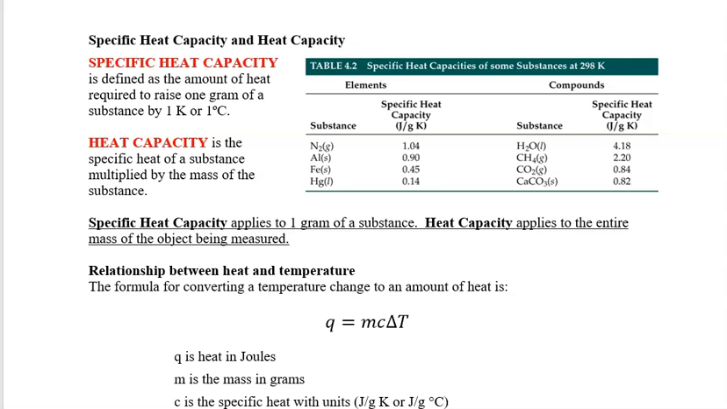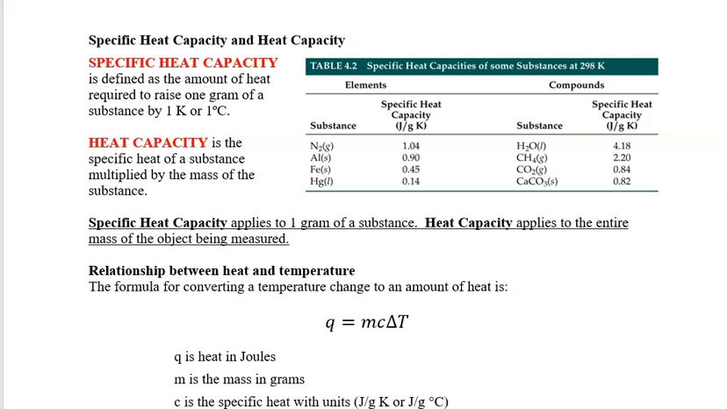Heat capacity is the specific heat of a substance multiplied by the mass. In other words, heat capacity is an extensive property. It depends on how much matter you use. It takes more heat to heat up a swimming pool than it does to heat up a pan of water. So you would have to take into account how much water you have for heat capacity. Specific heat capacity is how much heat does it take to raise 1 gram, a very specific amount of water, by 1 degree Kelvin. So understand the difference between the two.